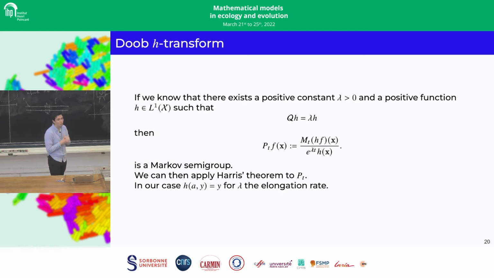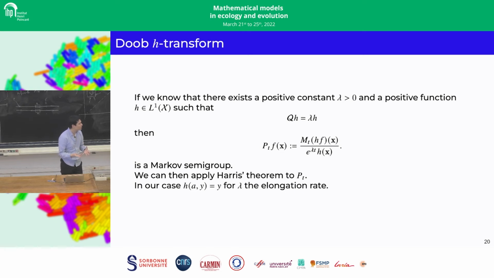So in our case, where we have a non-conservative semigroup to sort out, we'll use the Doob h-transform. So we'll create a conservative semigroup which depends on the existence of some eigenelements H and lambda for Q. If I have the existence of a function H and a constant lambda such that I can solve this eigenvalue problem, I can define this semigroup P, which will be conservative. So I can then apply Harris theorem to P and then infer what happens in the long time with M.